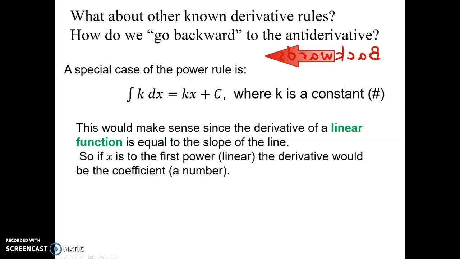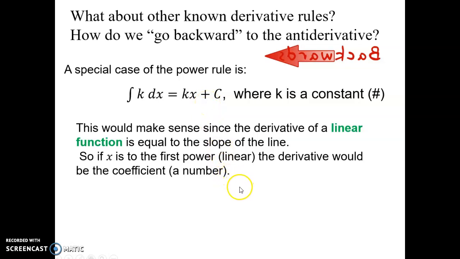So let's put some more of these other rules and see if we can go backwards from what we know. What about if we just had a constant? Remember, this symbol means I want to take the general antiderivative of a number. Notice that must come from a linear function because we know that for a linear function, the derivative is just whatever the slope is, or whatever that constant is in front of the x. So this is a special case of the power rule where we're going backwards from a number. We get k times x plus c, where k is that constant, that number.